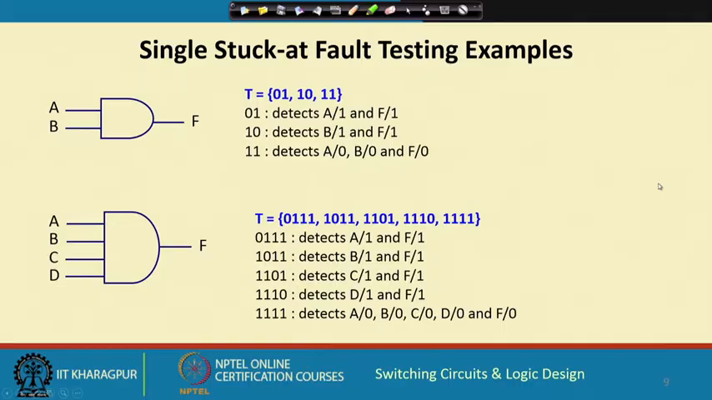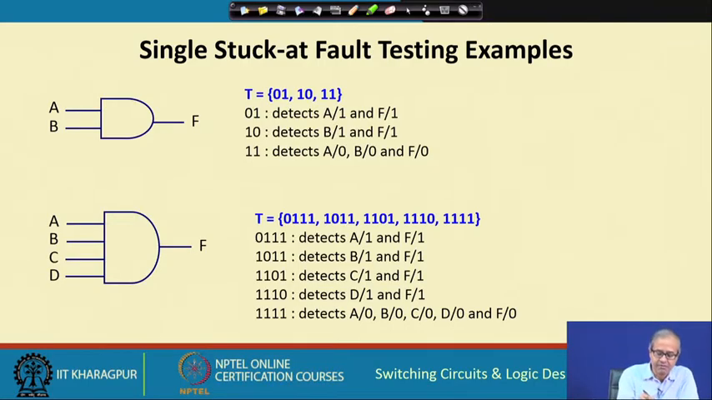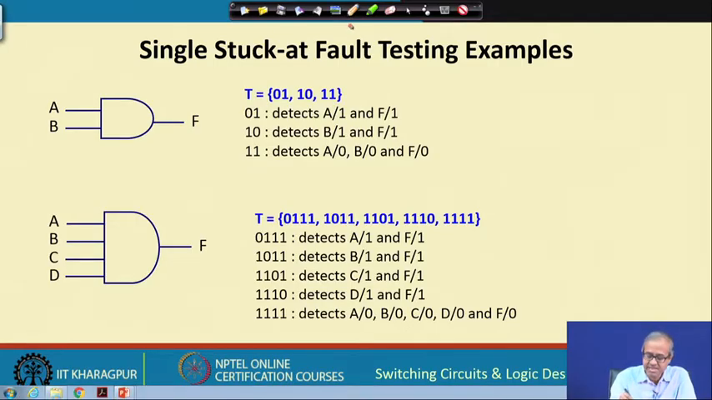Now, let us look at some examples of single stuck at fault testing. You think of a single 2 input AND gate. So, there can be 6 faults: A stuck at 0, A stuck at 1, B stuck at 0, B stuck at 1, F stuck at 0, F stuck at 1. So, I am showing the set of tests that can detect all faults. So, I tell you 0 1, 1 0 and 1 1 are sufficient.